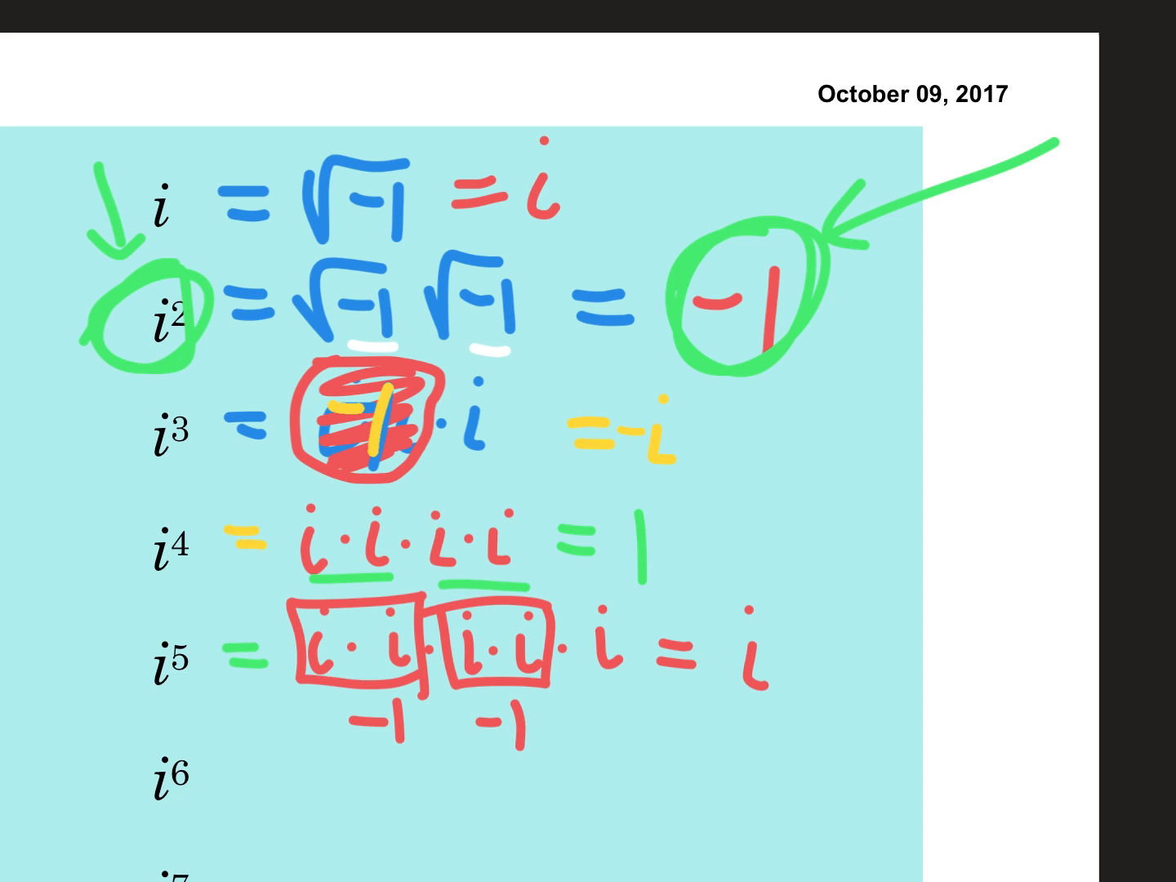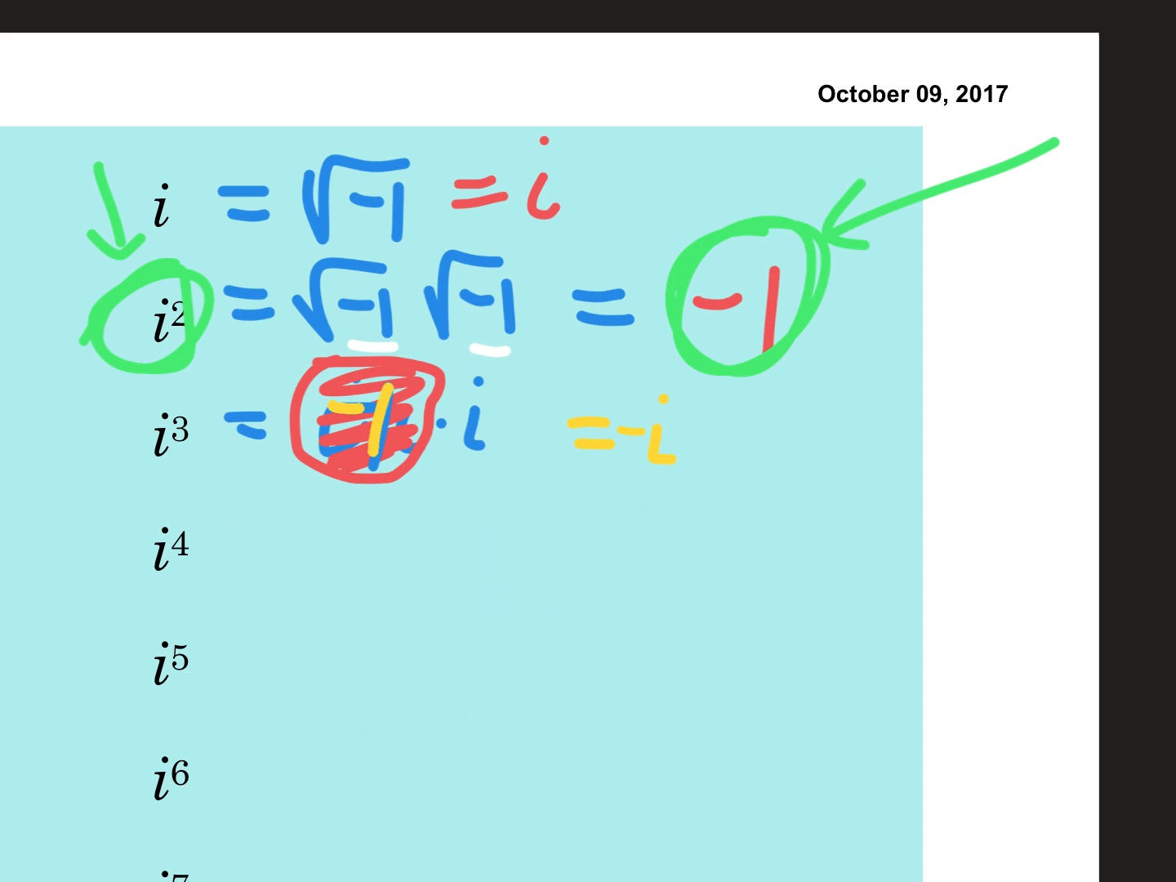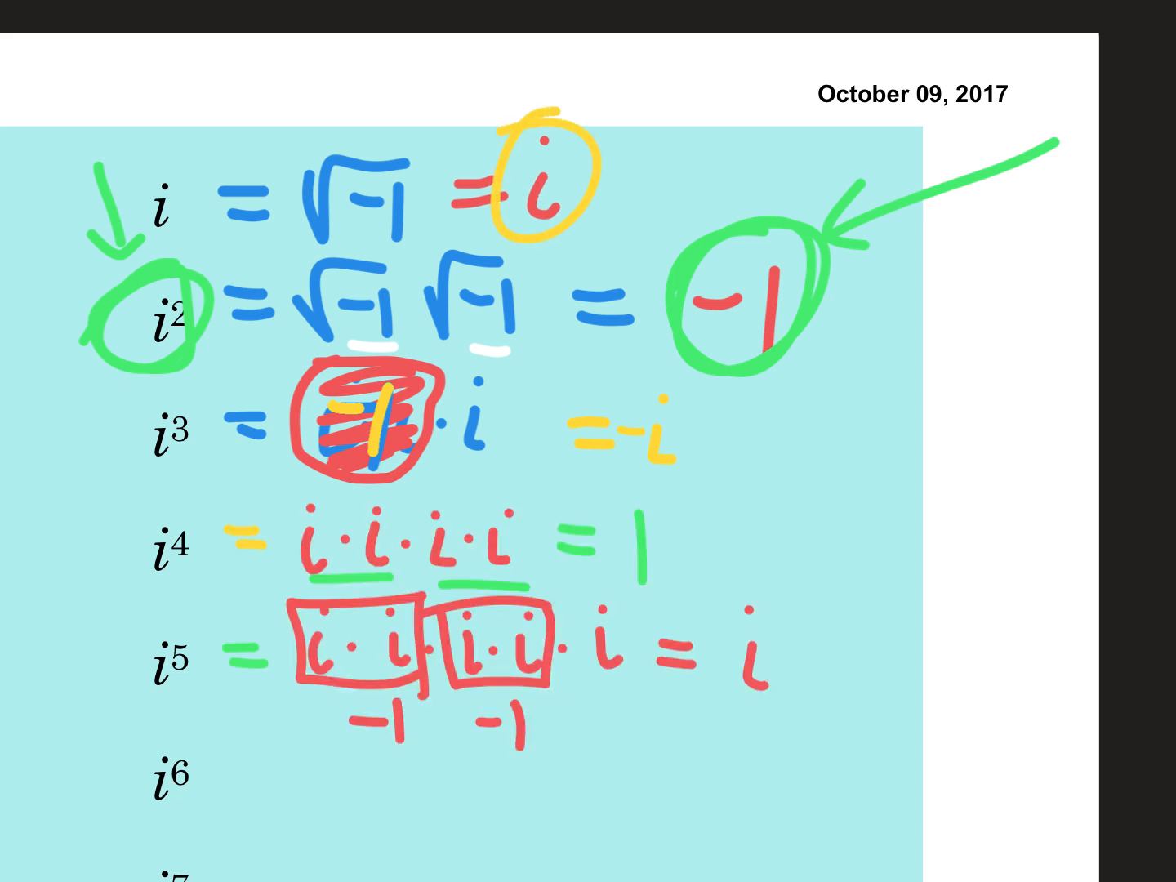And so here's the weird progression. I, then when you square it, it's -1. Then when you put it to the third, it's -i, and then it's 1, and then it goes back to i, and then the next answer is going to be -1, and it recycles those same 4 over and over. Okay, that's weird, but it's true, and it's not even that useful.